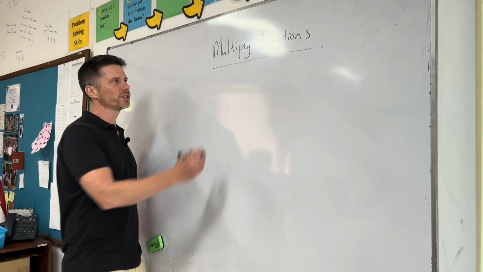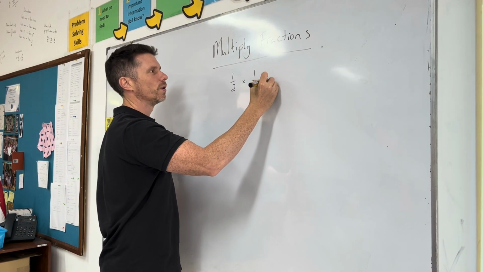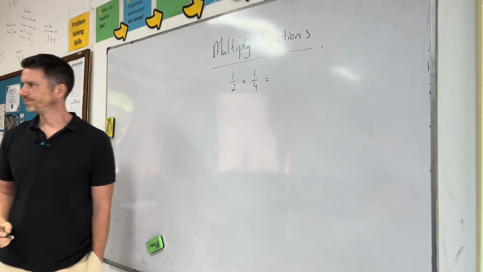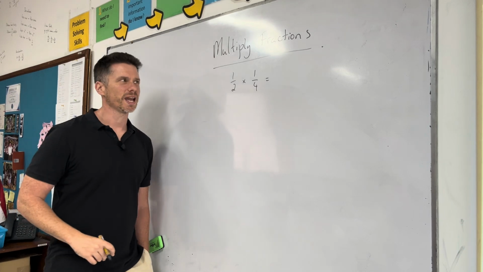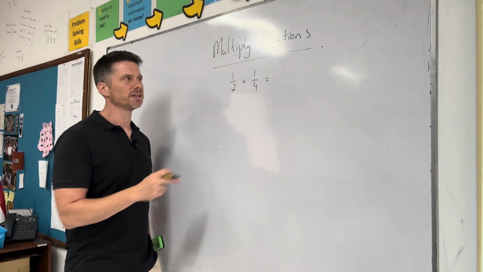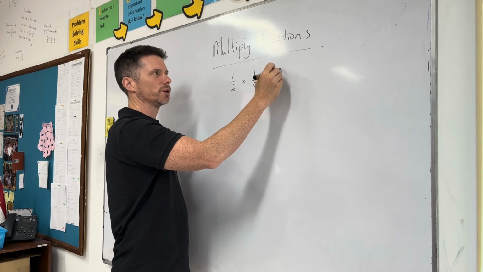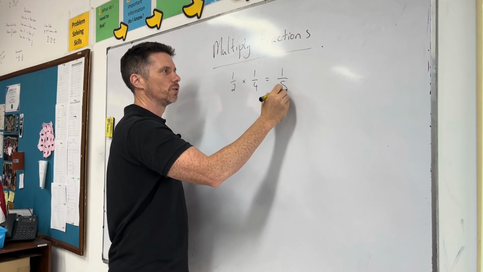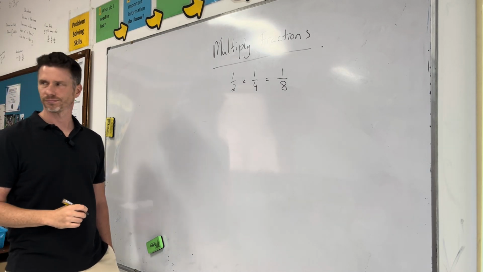So multiplying fractions, if I have a half multiplied by a quarter, what is my answer? Does anyone know? It is 1/8, yes. So the method is to multiply the two numerators and the two denominators. So 1 times 1 gives 1, 2 times 4 gives 8. So it's very straightforward. But dividing is different.